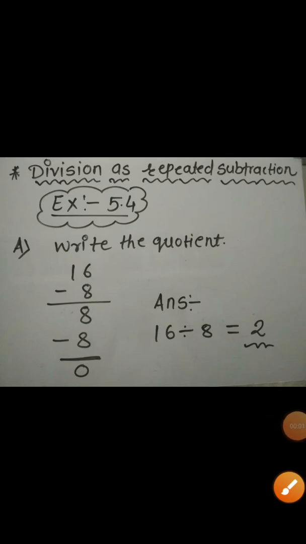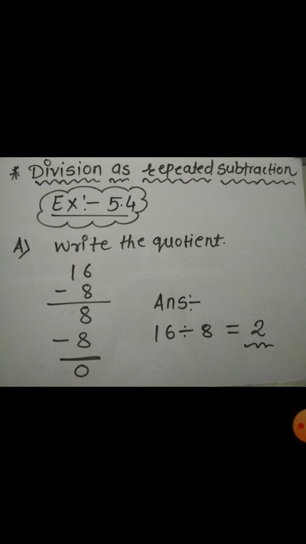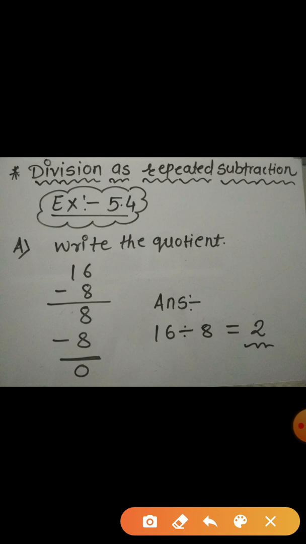Students, today I am going to discuss the topic division as a repeated subtraction. Division as a repeated subtraction means we need to subtract the divisor from the dividend repeatedly till we get 0. The number of times the divisor is subtracted from the dividend will be the answer. Let's discuss question number A of exercise 5.4.